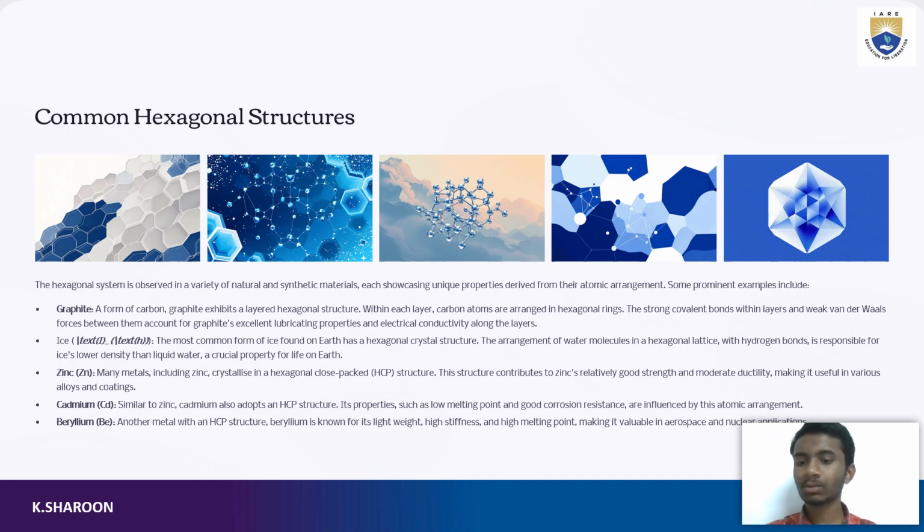Cadmium. Similar to zinc, cadmium also adopts the HCP structure. Its properties such as low melting point and good corrosion resistance are influenced by this atomic arrangement. And beryllium, another metal with an HCP structure. Beryllium is known for its lightweight, high stiffness, and high melting point.